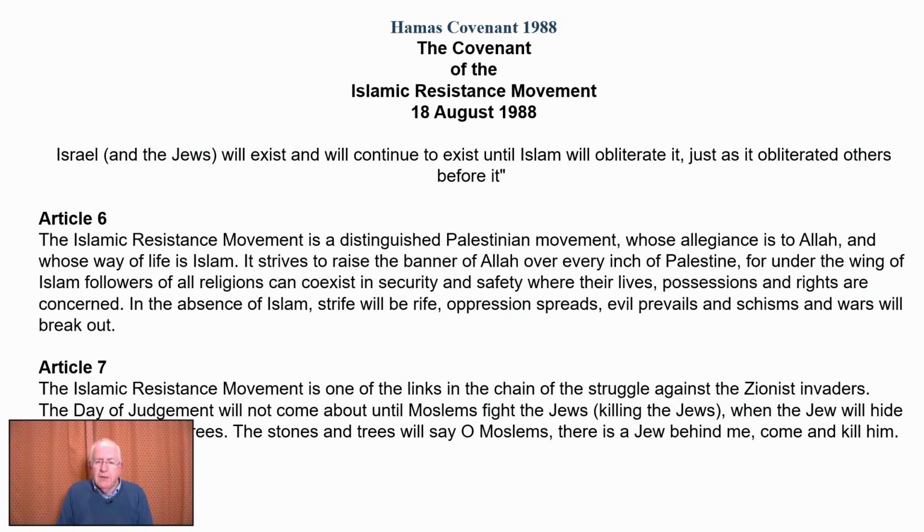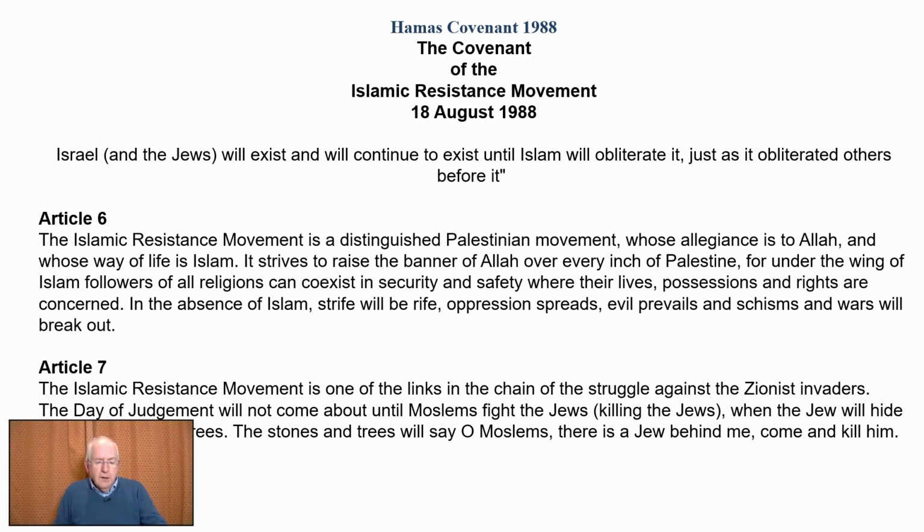It's worth downloading it. You can easily just type Hamas Covenant into Google and you will find it's the top article. There is a version in Arabic and a version in English, and this is taken from the English version. It says, "Israel and the Jews will exist and will continue to exist until Islam will obliterate it, just as it has obliterated others before it." So right at the very beginning, the aim is basically to destroy Israel and the Jews.